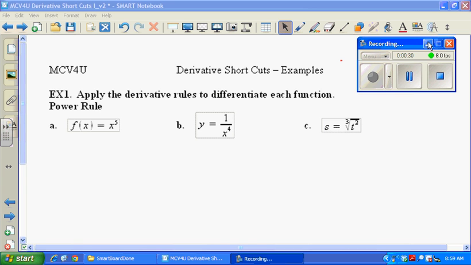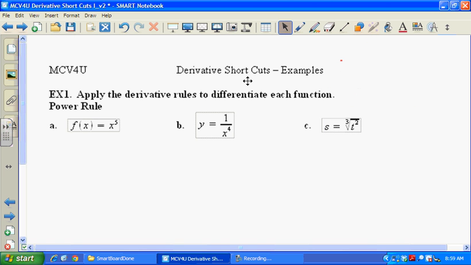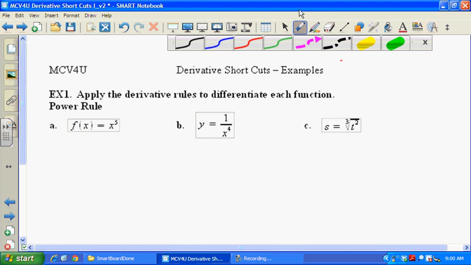So this page that you're looking at here on the smart board is on the back of the derivative shortcuts prerequisite skills sheet from the other week, Thursday or so. And so I'm going to get through these examples. It says apply the derivative rules to differentiate each function. Notice, not from first principles like in chapter 1.